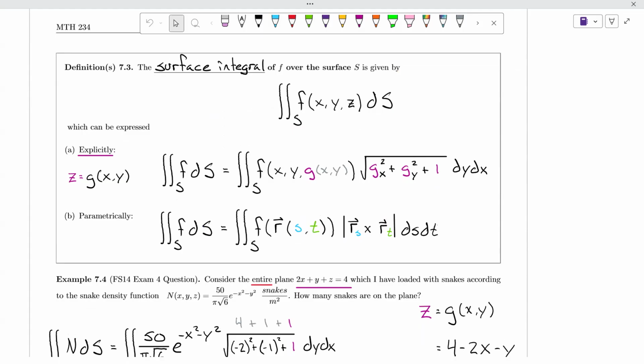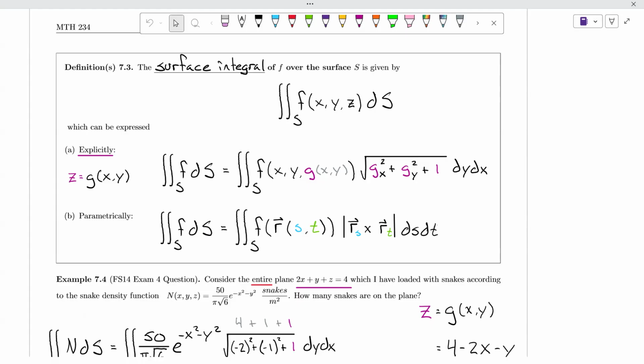Quick reminder on what we mean by an explicit function. If we're going with our three space and the standard way that we orient stuff, an explicit function is one where z is a function of x and y. So imagine that it passes the vertical plane test.